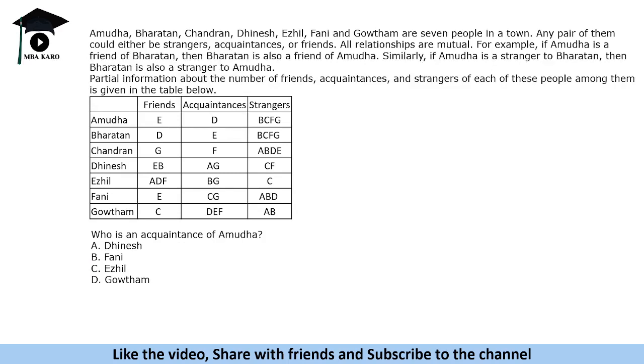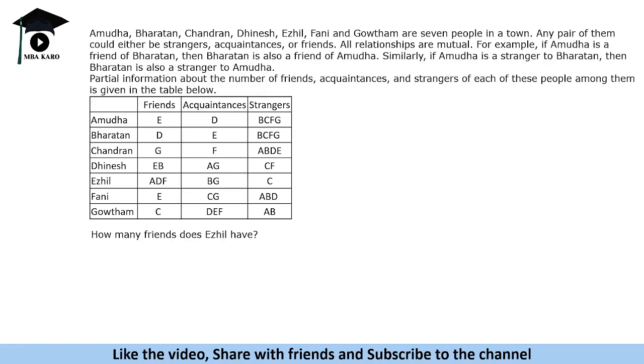Next question, who is an acquaintance of Amudha? So Amudha has acquaintance as Dinesh. Now this question could have been answered if you solve the partial set itself. So one must see the option questions also, that can you answer some of the questions by spending minimal time on a set. Who is an acquaintance of Chandran? Okay, so Chandran, we need to find who is the acquaintance. Okay, so Chandran's acquaintance is Fani.